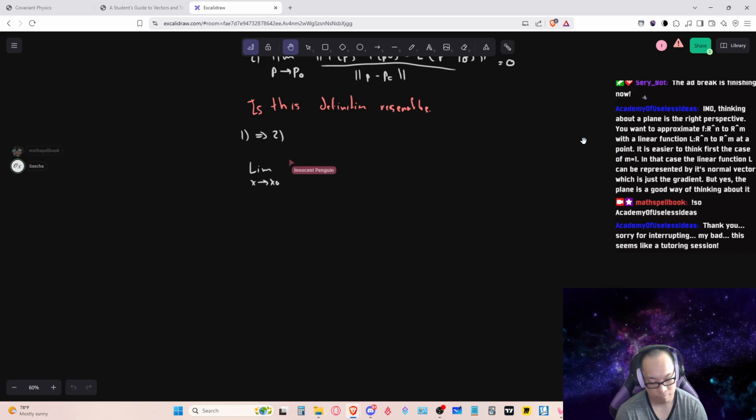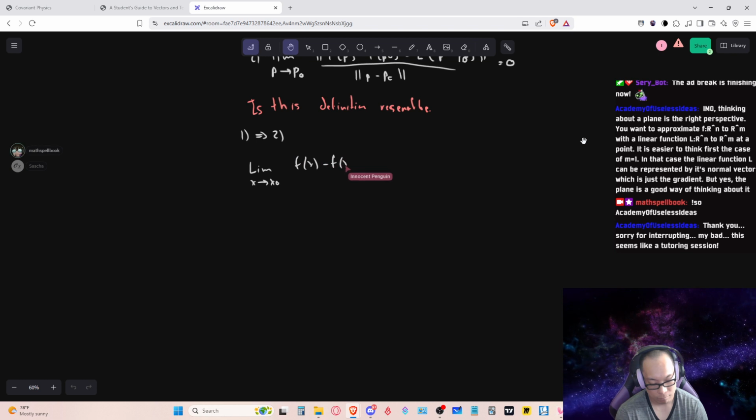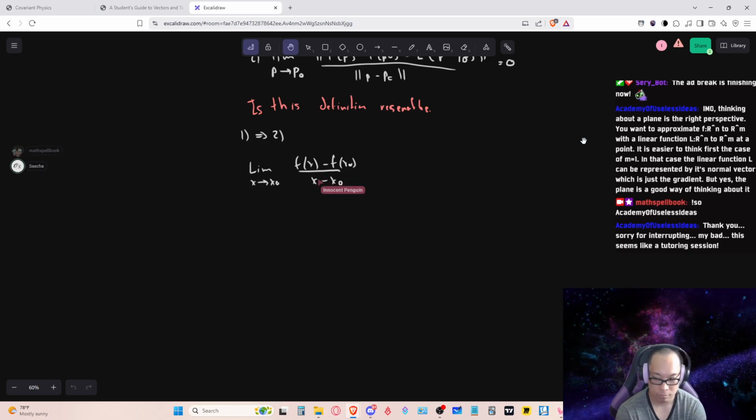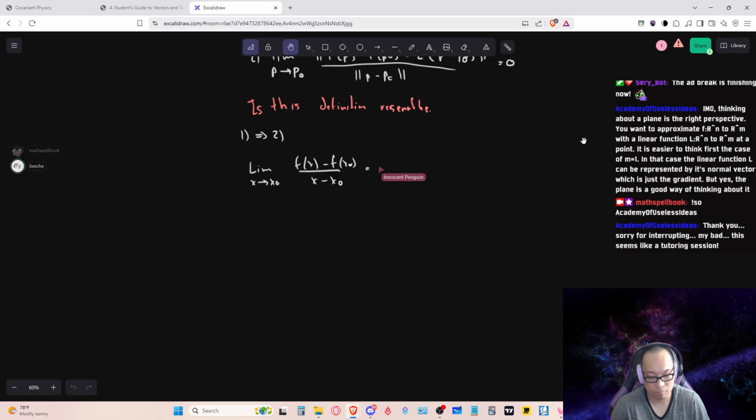The first definition says we have the following. One way that I can... okay, so this will be equal to some constant. Let's maybe call it A. So this is the differential of f at the point x0. Let's call the derivative A. Just a number.